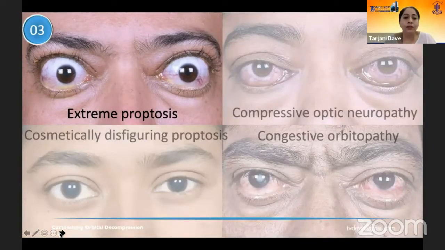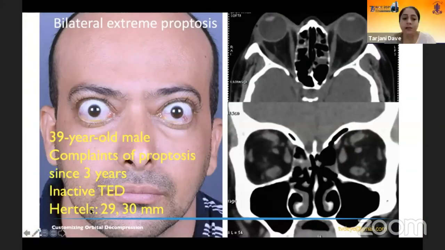So let's talk about bilateral extreme proptosis. So this case 1, where you have a 39-year-old male. He complains of proptosis of both the eyes. He's had this since 3 years. There's been no progression in the disease in the last 1 to 2 years. And you label him typically to have inactive thyroid eye disease based on the signs and symptoms that Saurabh just mentioned. And he has extreme proptosis.